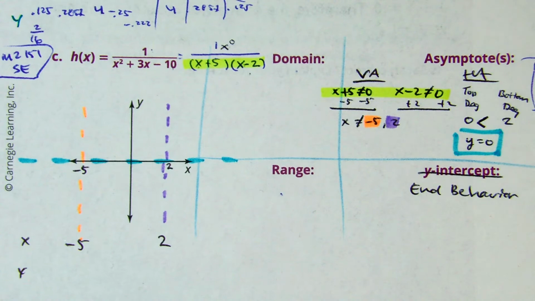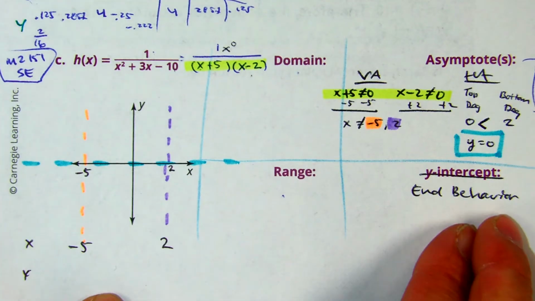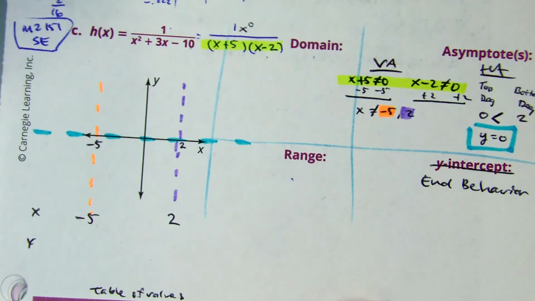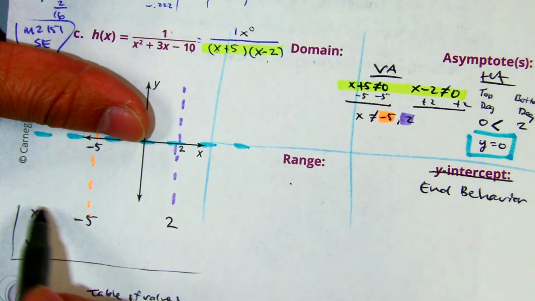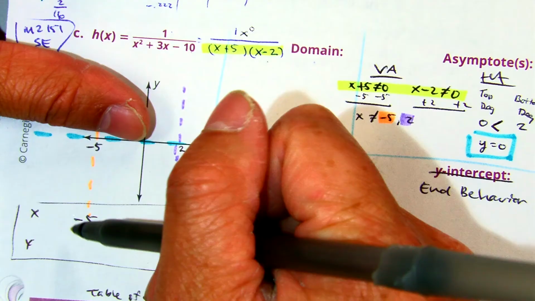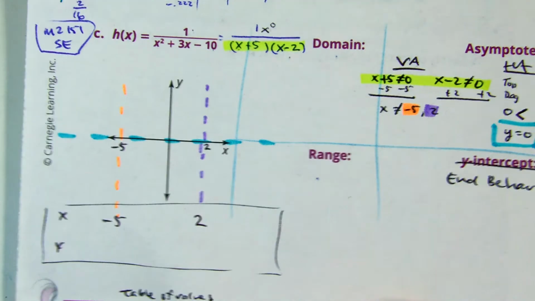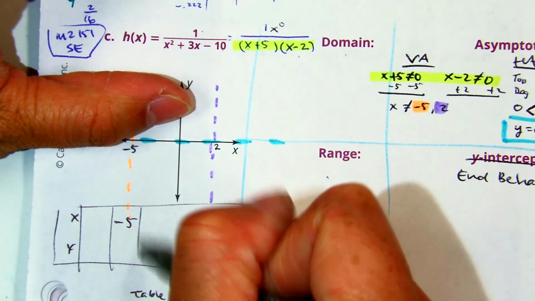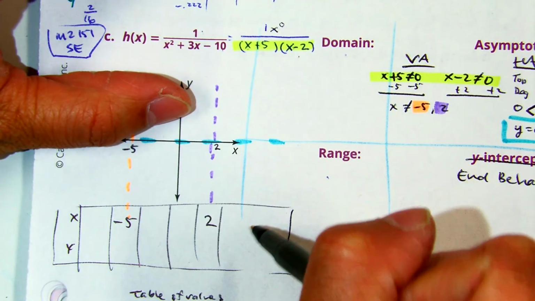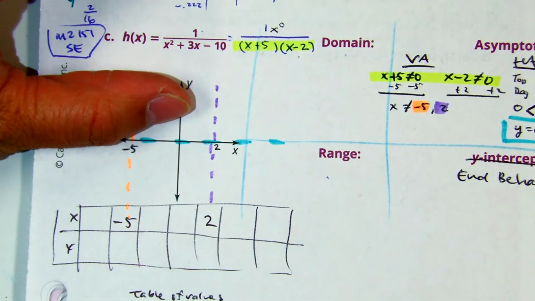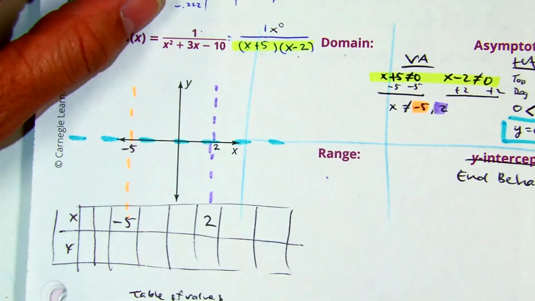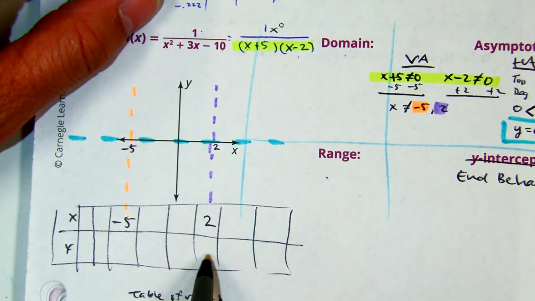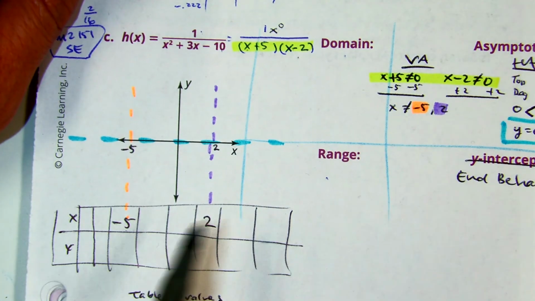Now, before I do the domain and range and the end behavior, I'm going to create a table of values. And what's nice about our table of values is we already have some good boundaries. The negative 5 is a boundary, so the vertical asymptotes are our boundaries. Someone pick two numbers to the left.